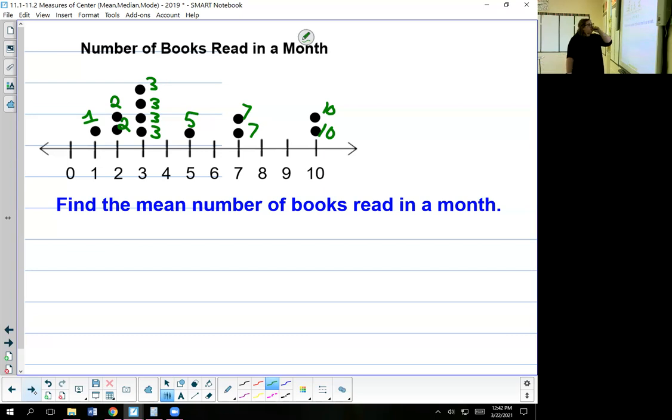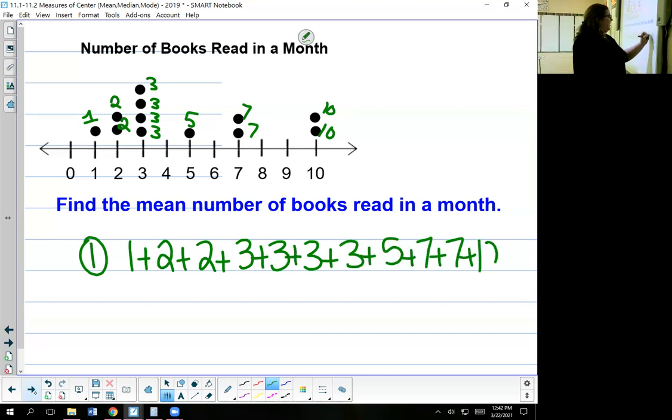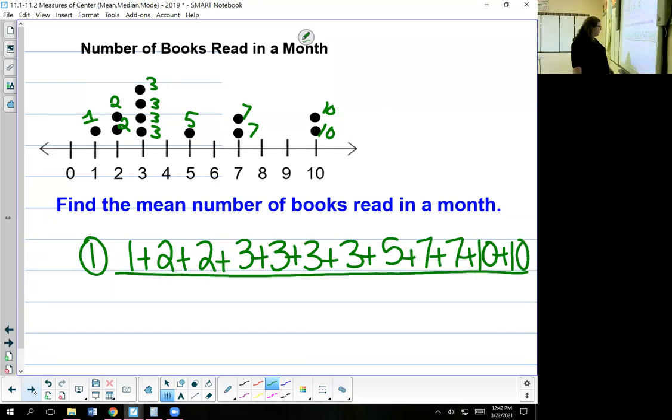Okay, now let's go and show our work. So step 1, we show what we're going to find the sum. So I have a 1, I have a 2, a 2, a 3, a 3, a 3, a 3, a 5, a 7, a 7, a 10, and a 10. Whew! All right, now divide by how many numbers we have. Count your dots. 1, 2, 3, 4, 5, 6, 7, 8, 9, 10, 11, 12. Now I'm going to divide by 12. I got 12 dots.